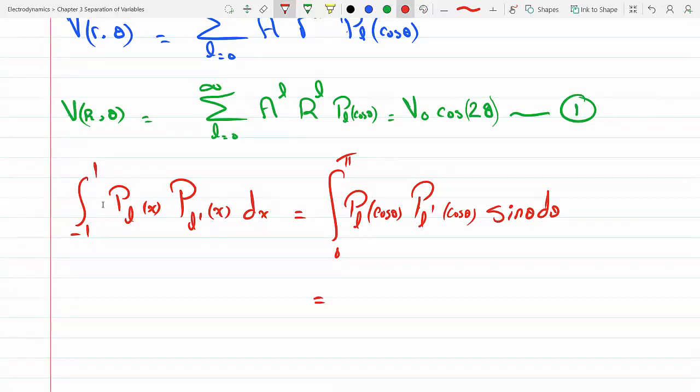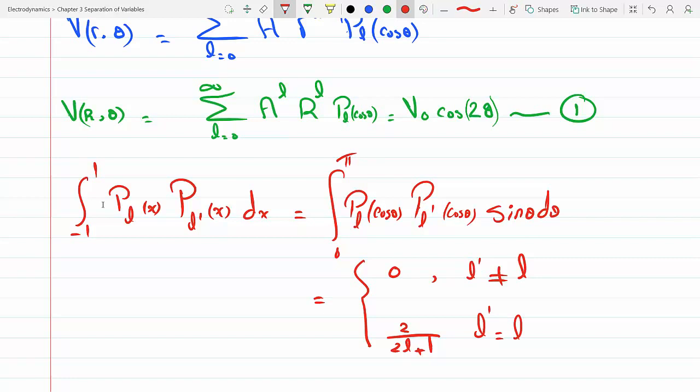And if I were to integrate these two, the answer would be, well, if L prime does not equal L, i.e. if they're different, the answer is 0 anytime they're different, and if they're the same, the answer would be 2 over 2L plus 1.